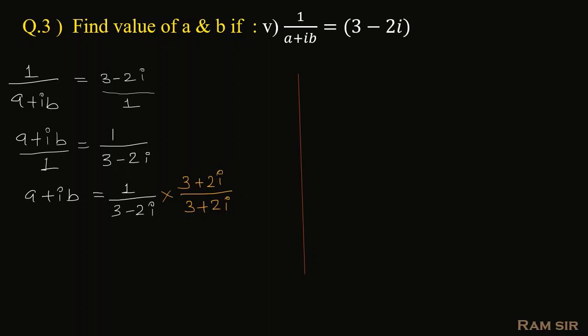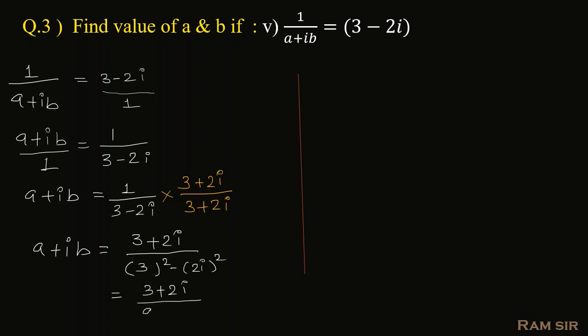So on left hand side you do not have to change anything, as it is a plus ib, and on right hand side when we multiply 1 with this 3 plus 2i, there is no change, we are getting 3 plus 2i, and in denominator we have 3 minus 2i times 3 plus 2i, which gives you the formula of a square minus b square. So in place of a we have 3 and in place of b we have 2i. So in next step we get 3 plus 2i whole divided by 3 square 9 minus 2 square 4 and i square is i square.